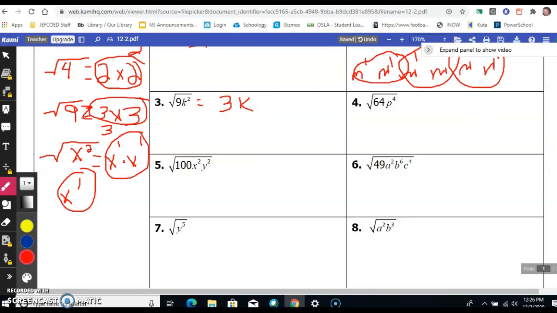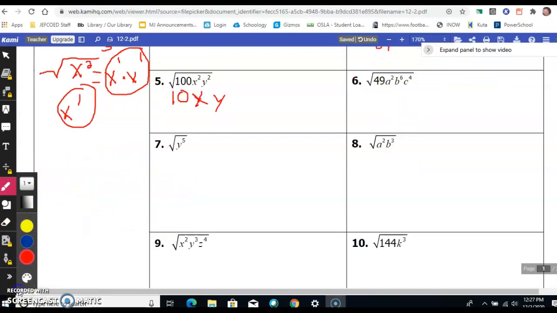All right, moving over to number 4 very quickly. Ask yourself, can we take the square root of 64? Yes, square root of 64 is 8. Square root of p to the 4th is going to be p to the 2nd. Good.